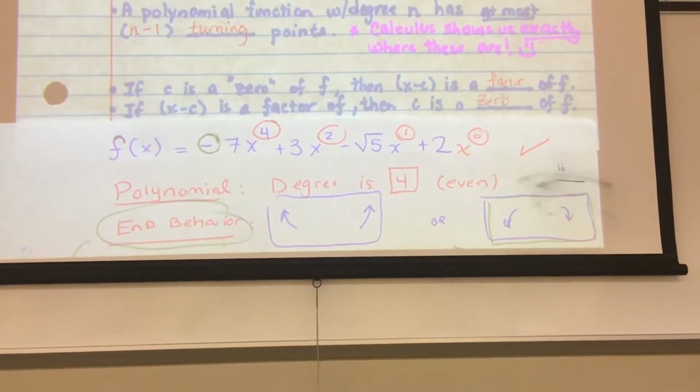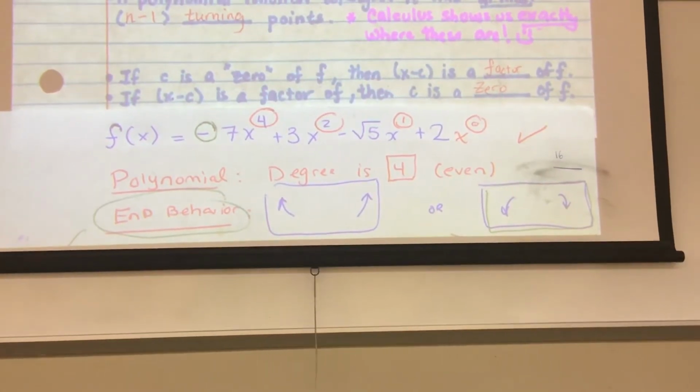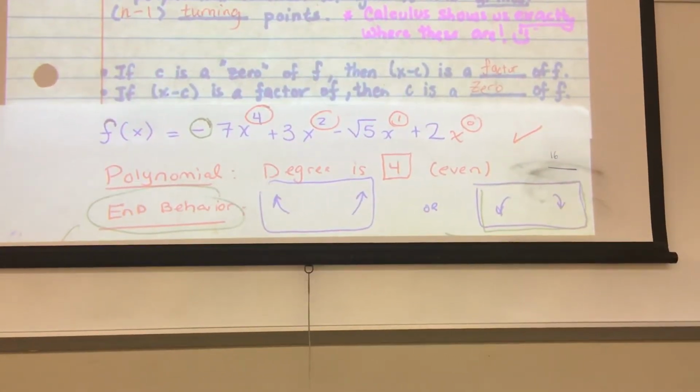Or what you could do is use long division or synthetic division, which we're going to hopefully get to today, to check whether or not when you divide by that factor, you get no remainder.